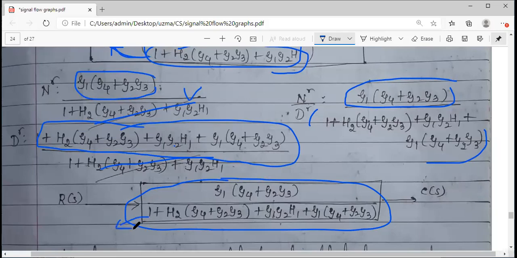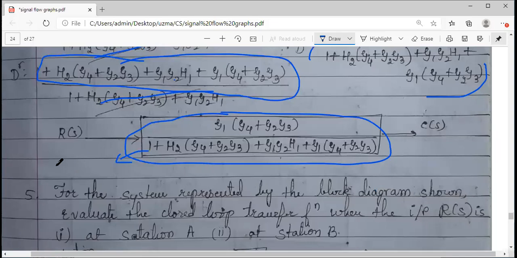And whatever is inside the term, this is your transfer function. I have not written it. Finally, you can conclude by telling that T is equal to C by R, the transfer function is equal to this. Hope you understood this.